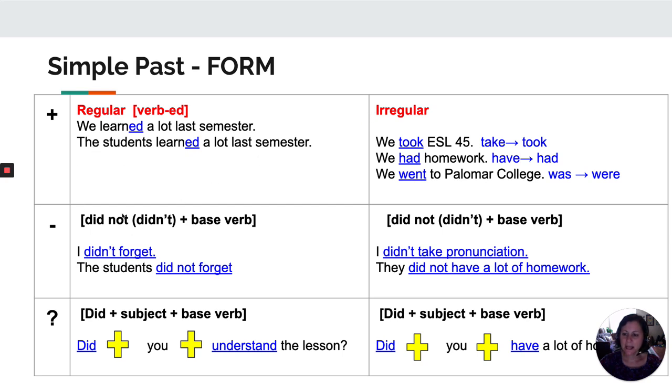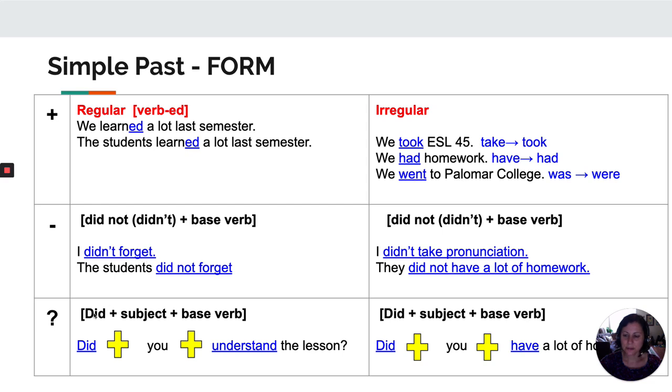Now to make the negative, you use did not or didn't and the base verb. I didn't forget, or the students did not forget. So I have did not, and here I have the base verb. You don't want to use the past tense, okay? You're going to use the base verb.